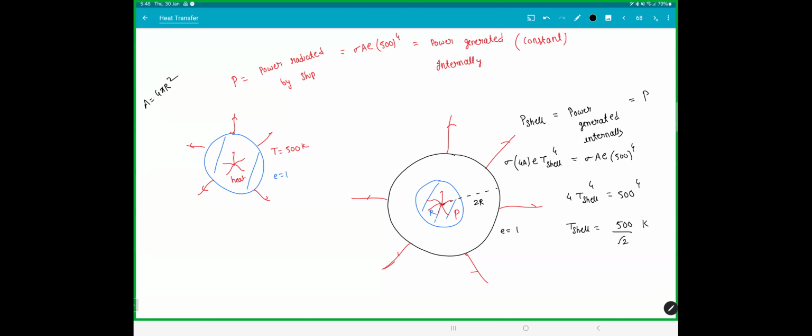Let's see. Shell has two surfaces or one surface? You tell me that. You can clearly see here how many surfaces it has. So one, I think. One.